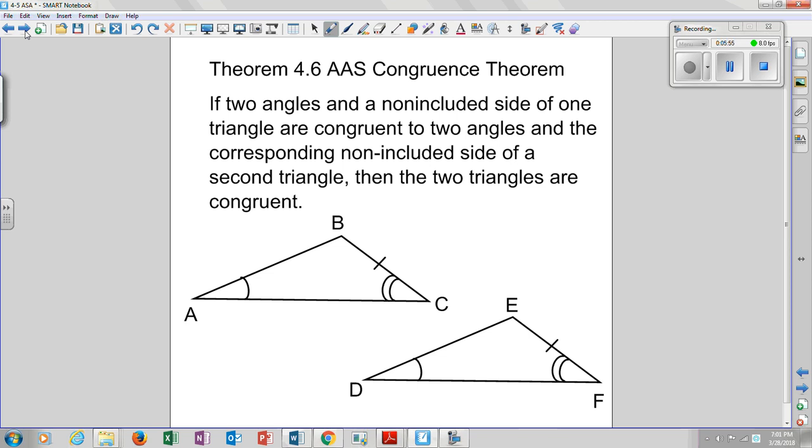It says that if we have angle A congruent to angle D, angle C congruent to angle F, and this side over here that's not in between them, see how it's not in between the two angles? It's up on the side here. If those are also congruent, BC congruent to EF, then we can say that the two triangles are congruent by angle-side.